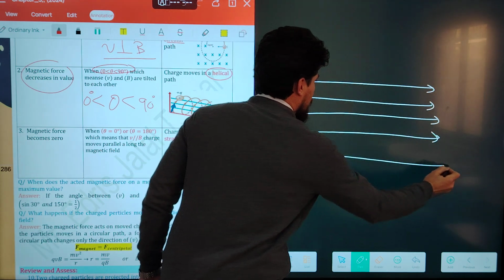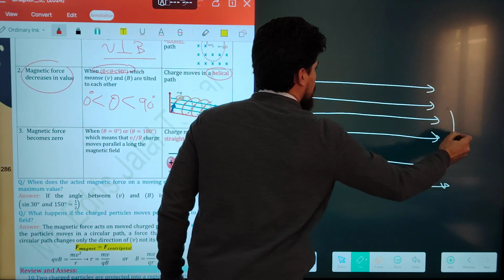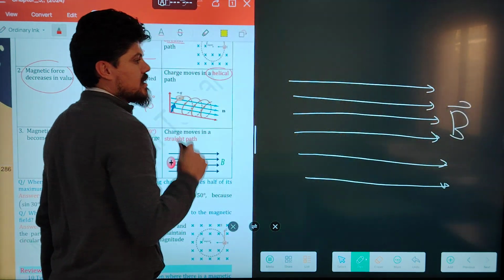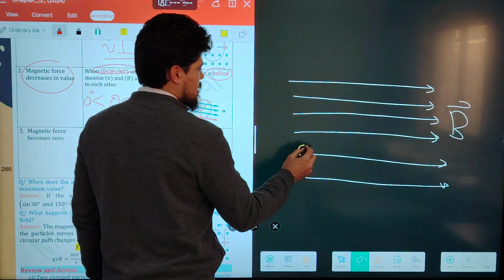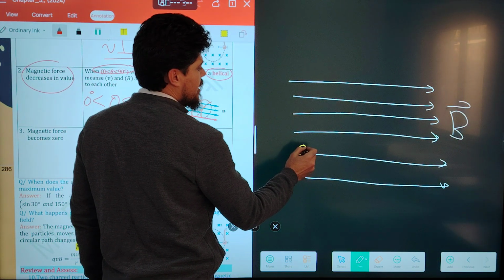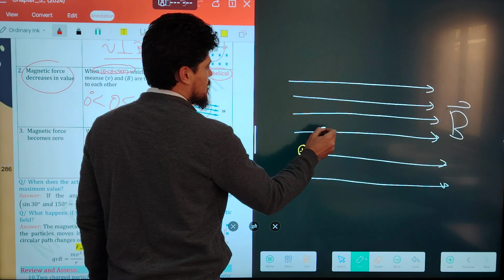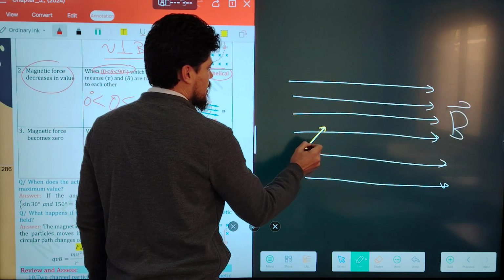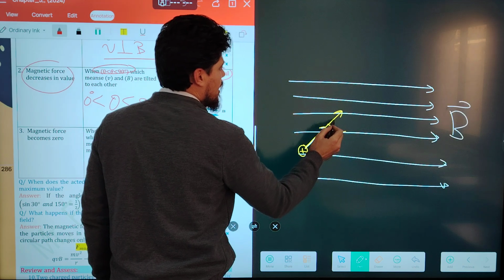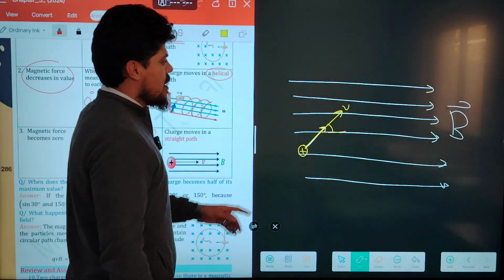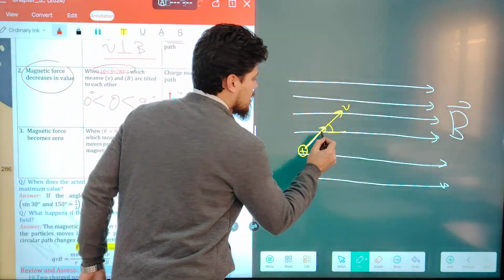The magnetic field is directed to the right. This is the magnetic field. If the charge is positive or negative, it doesn't matter, no problem, okay? When the charged particle enters the magnetic field in a tilted angle, is the direction of the speed perpendicular to the direction of the magnetic field?